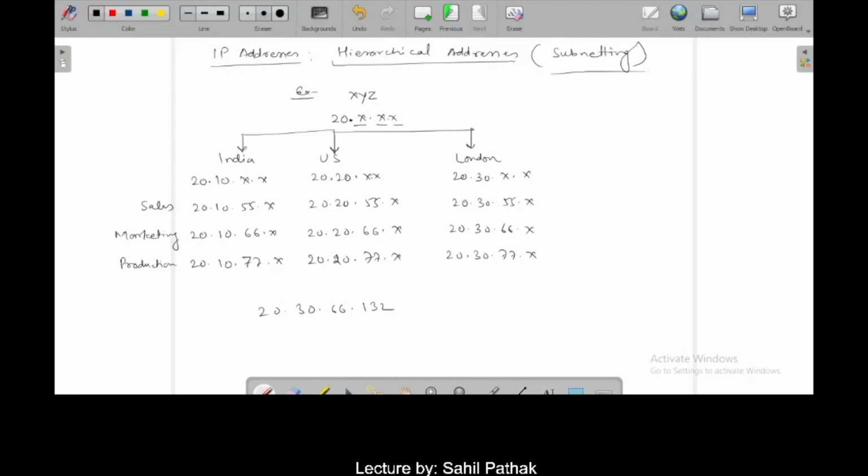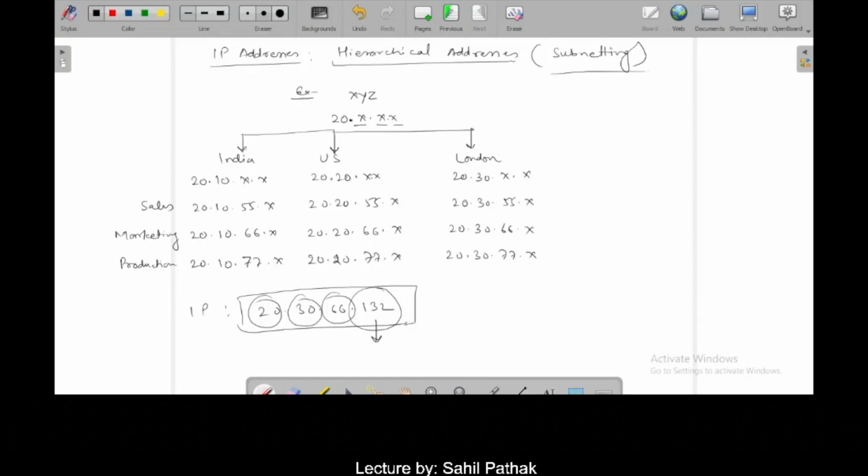Okay, so let's say we have an IP address like this. Just by looking at this IP address, you can get to know that it can be a host from the company XYZ and its London office and its marketing team, a host from the marketing team of the London office of this XYZ company.